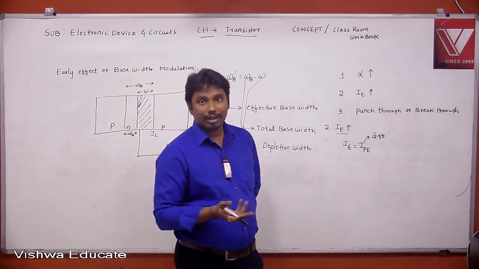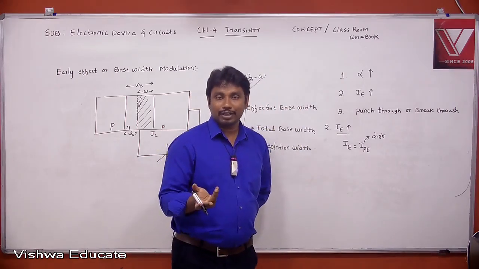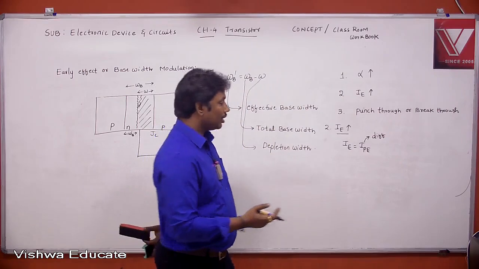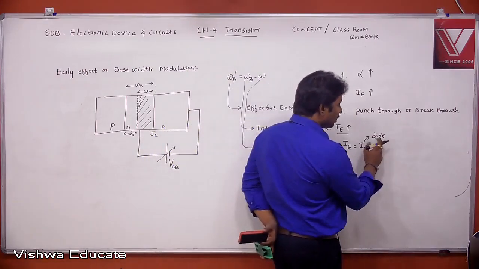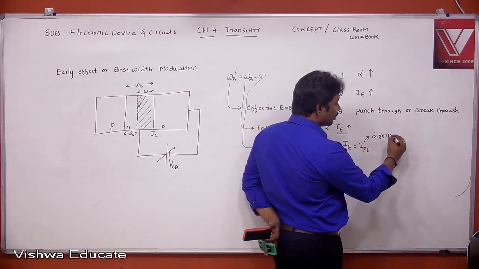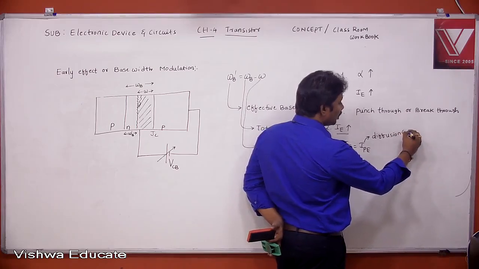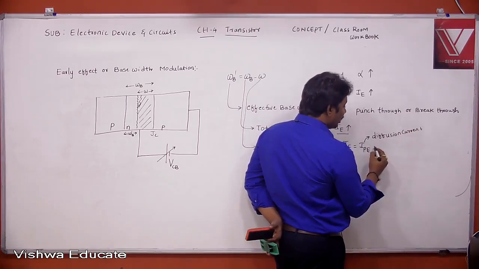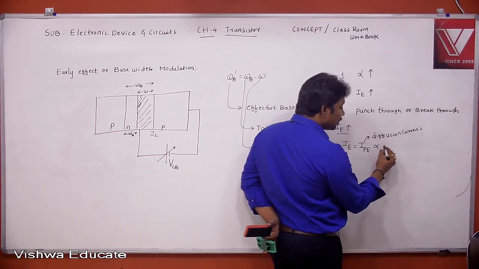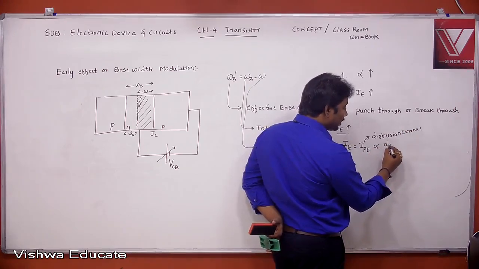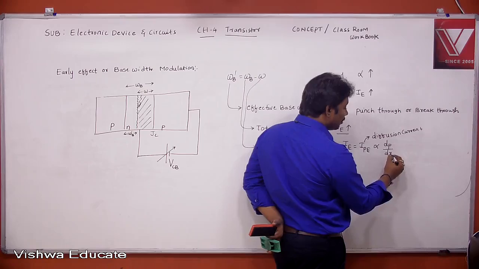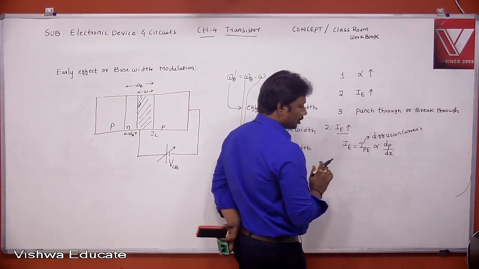Am I correct or not? Current at the emitter junction is a diffusion current because it is forward biased. This IE equals IP. This IP is nothing but what? Diffusion current, right? This diffusion current will depend on what actually? Concentration gradient, that is dP by dx, right?